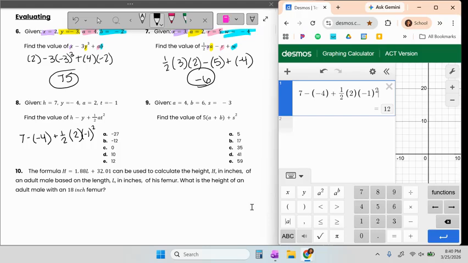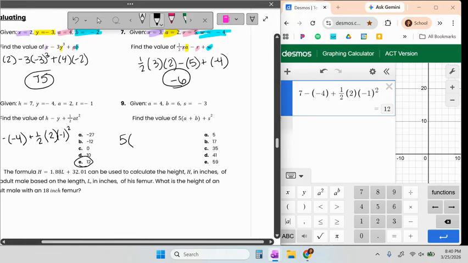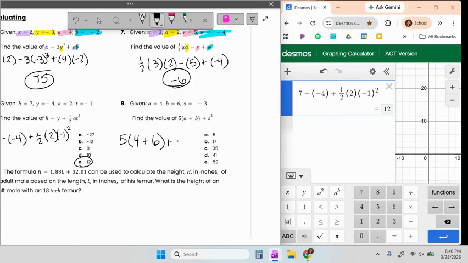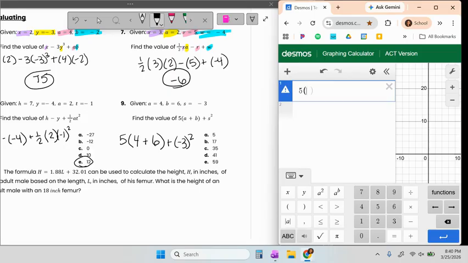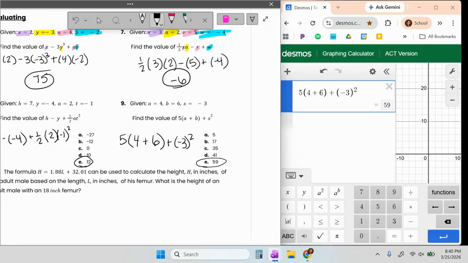And then let's go ahead and do this next one. We've got 5 parentheses 4 plus 6 plus s is negative 3 squared. Again, take that, type it right into Desmos. Obviously, you can do this longhand also. You can sit there and add it up, do your multiplication, do all the good things that you already know how to do. But if you're coming down to crunch time and you're like, oh, I don't have enough time left, these are ones that you're definitely just going to go ahead and do. Okay, put it into that calculator.